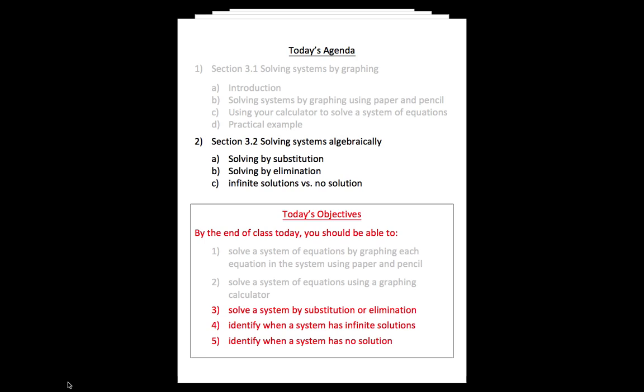We're going to use the numbers and variables in the equation to allow us to solve for the solution of the system, which in review was the point of intersection of our two graphs, also known as the point that simultaneously works in both equations of our system. So we're going to look at two methods of solving a system algebraically today. Those two methods are substitution and elimination, and we'll talk about what it will look like if your system has infinite solutions or no solutions, if we're solving algebraically.